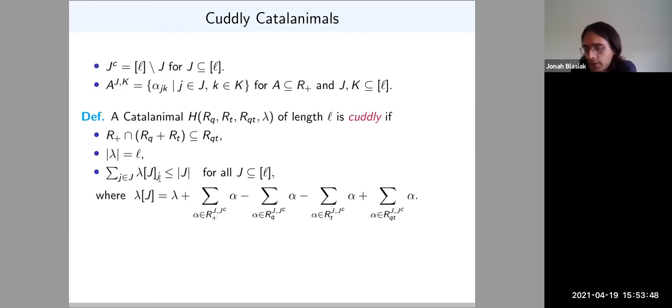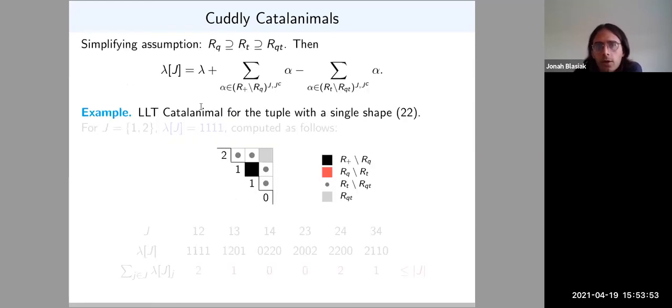Okay, and then this last condition, I'm going to give an example of in the next slide. In our common simplifying assumption, we're going to assume R_Q contains R_T contains R_QT. Then the formula that I had on the previous slide simplifies. And here's just an example of what this looks like.